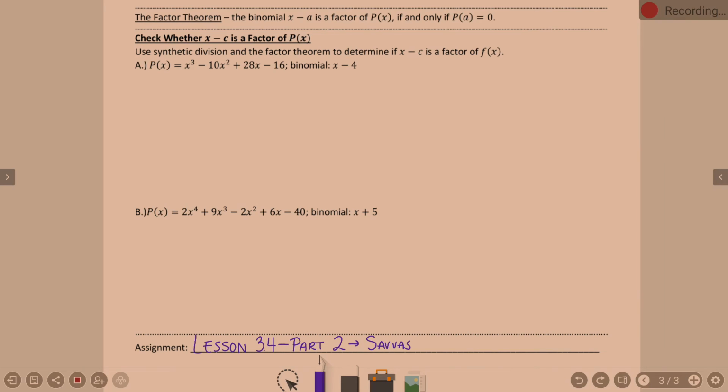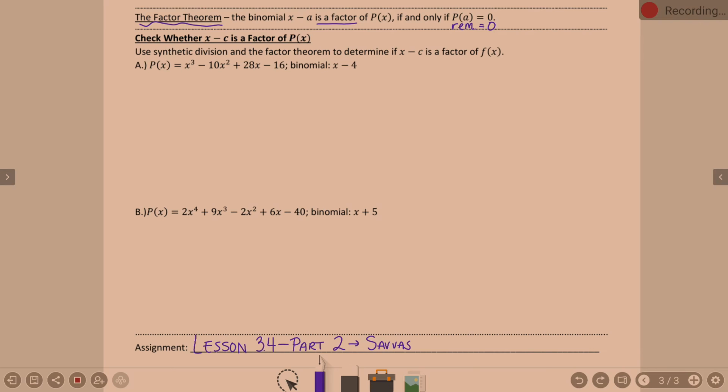So this is the factor theorem. The binomial x minus a is a factor of the polynomial if and only if p of a equals 0. So that is fancy speak for saying that it is a factor if, what does p of a equals 0 mean? The remainder is 0. If you get a remainder of 0, it is a factor. Remainder of anything else? It's not a factor.